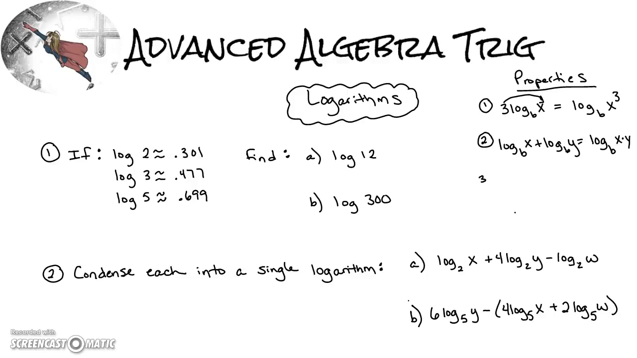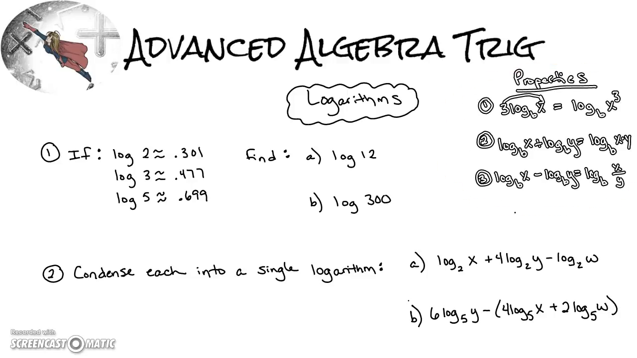And then the third one is kind of like that, but it's with subtraction. So log base b of x minus log base b of y. Subtraction turns into division of one logarithm. Don't write the log twice. It's just log base b and then x divided by y. And the base would have to be the same on each logarithm to be able to do these properties.